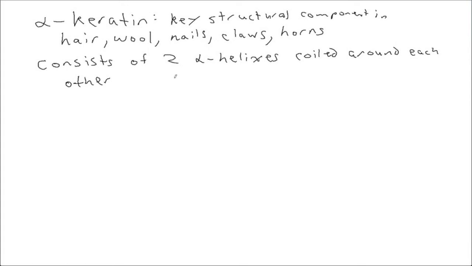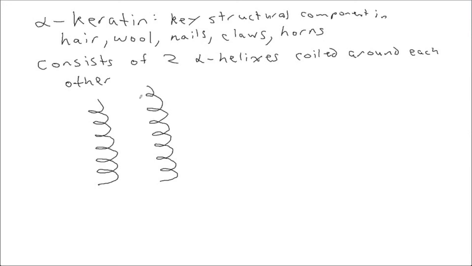Okay, you have that down? So for example, here's an alpha helix. Here's an alpha helix. Now, if you can imagine taking these two alpha helixes and coiling one of them around the other, you would get the structure of alpha-keratin. So alpha-keratin is a coiled coil, because it's made from coiling two coils around each other.